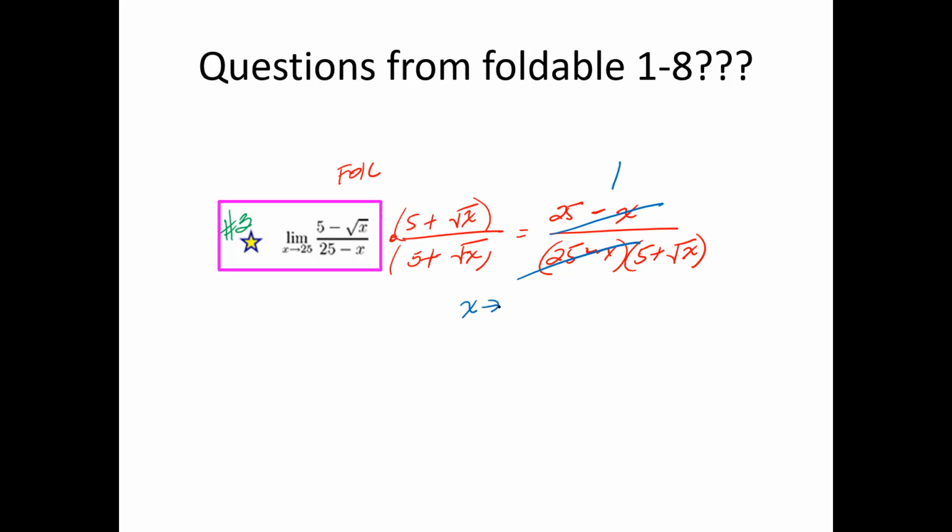Now let's try the direct substitution of 25, which is going to give you 1 over 5 plus the square root of 25, which is a 5. So 1 over 10 is the answer.